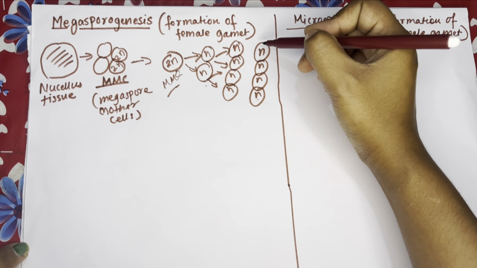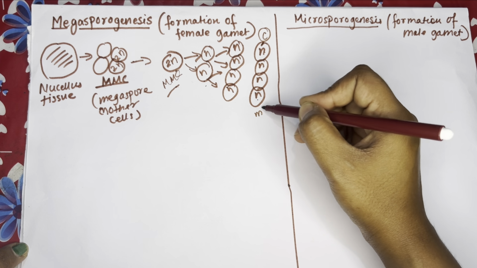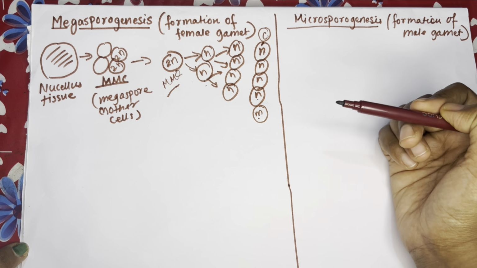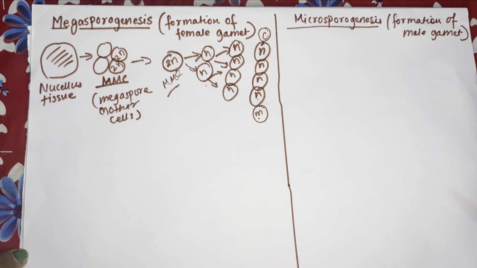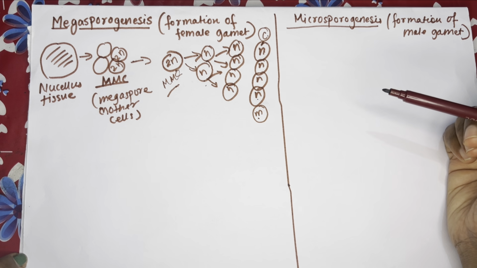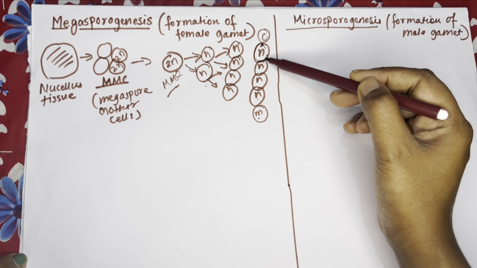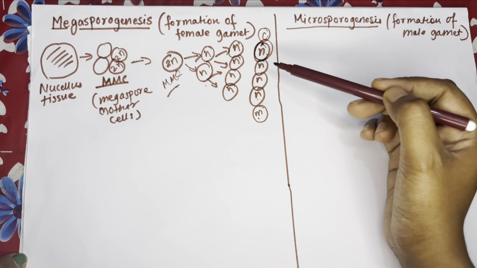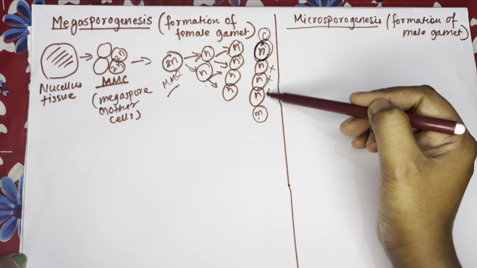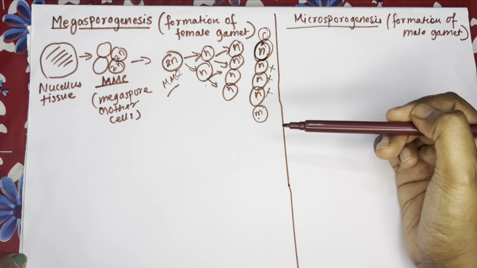Remember, the upper end is called the chalazal end and the lower end is called the micropyle end. Now here is a twist. Not all the 4 megaspores will participate in the further process. Only one megaspore, present at the chalazal end, will participate, and the remaining 3 megaspores will degenerate.